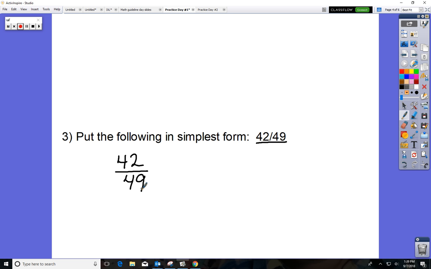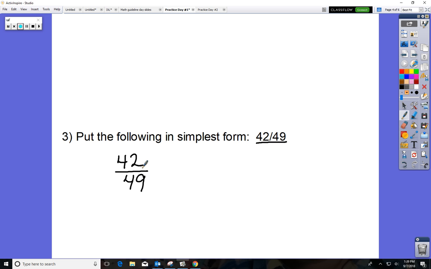And in order to put a fraction in simplest form, you have to look at the numerator and denominator and see what common factors they have. So a factor is a number that goes into another number. So I'm looking to see what these can both be divided by. If you're not sure, look at one of the numbers and try and see if you can make it with multiplication. So for example, I know looking at 49, that 49 is made from 7 times 7. Okay, so that means it can be divided by 7.